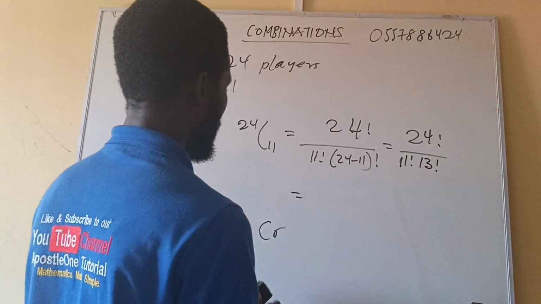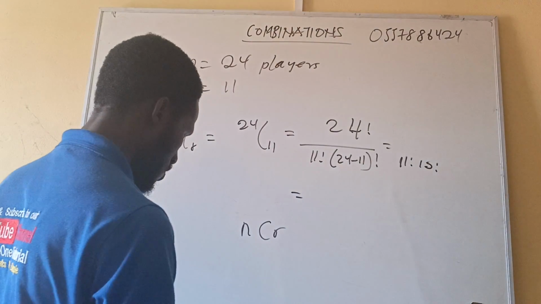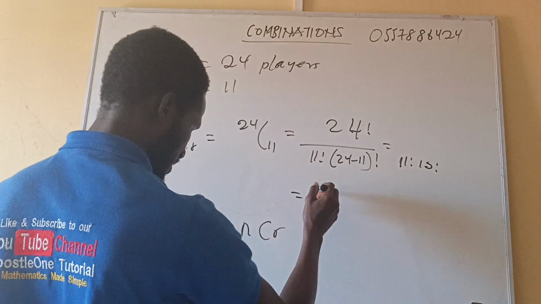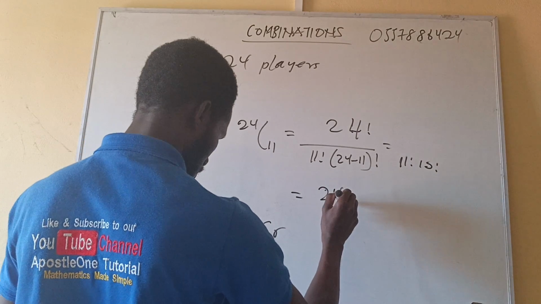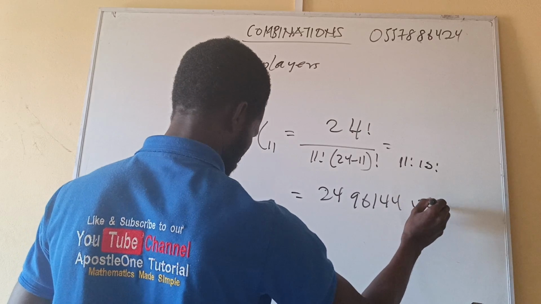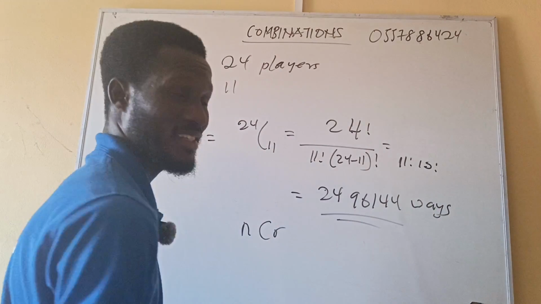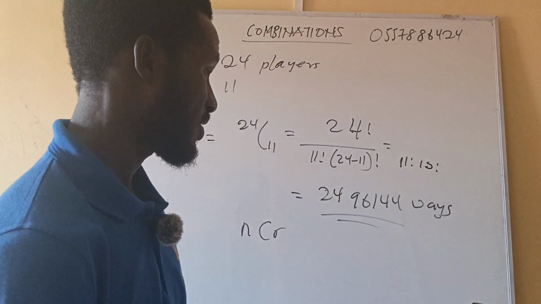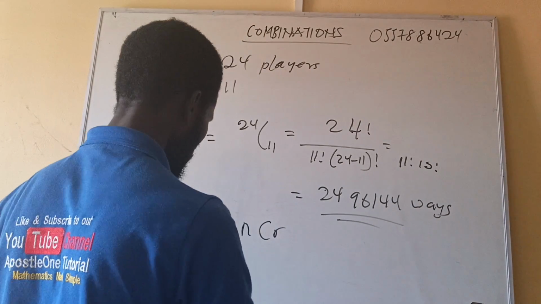Okay. Now this one will give us 2,496,144 ways. This is the number of ways you can select. When you punch this into the calculator, you're going to get this.